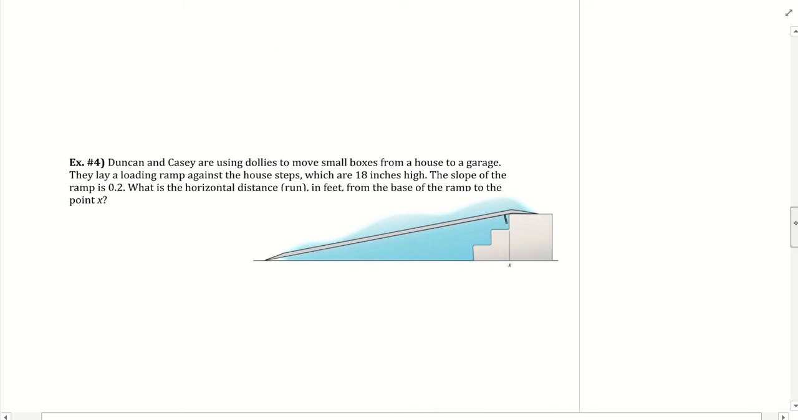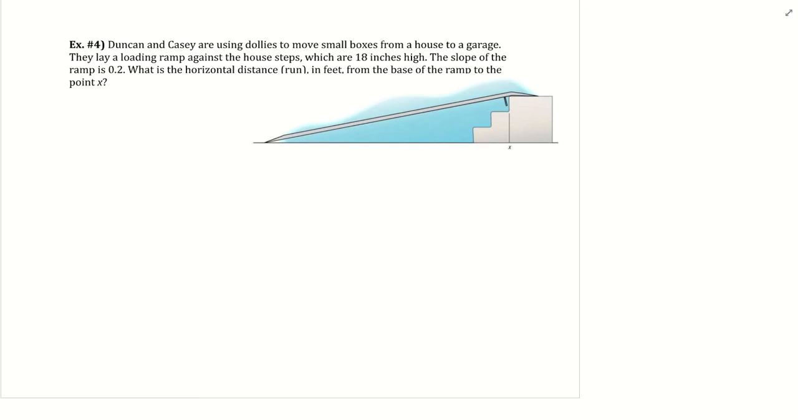I'm going to skip that one, and let's just take a look, because this one here will kind of help you maybe with the 3-act math play we're going to look at, and it's a good one to think about because, again, another really great real-life example. So let's pick this apart. Duncan and Casey are using dollies to move small boxes from a house to a garage. They lay a loading ramp against the house steps, which are 18 inches high.